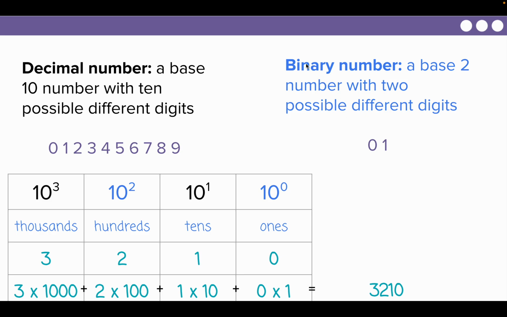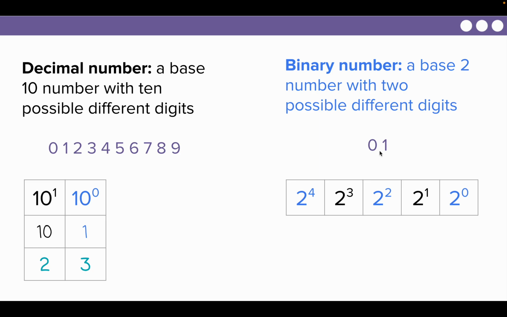Okay, but what about a binary number system? So the prefix bi means 2. Over here, deci meant 10, but bi means 2. So this is a base 2 number system, which means we only have 2 possible digits to work with, 0 and 1. So it works exactly the same way.